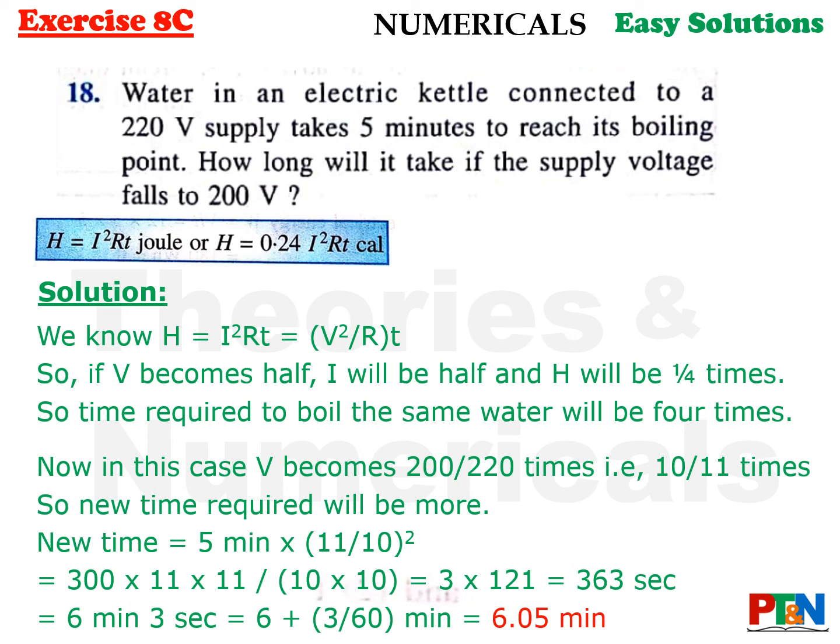Now if you make this 3 seconds in decimal, it becomes 0.05 minutes. So total it becomes 6.05 minutes.